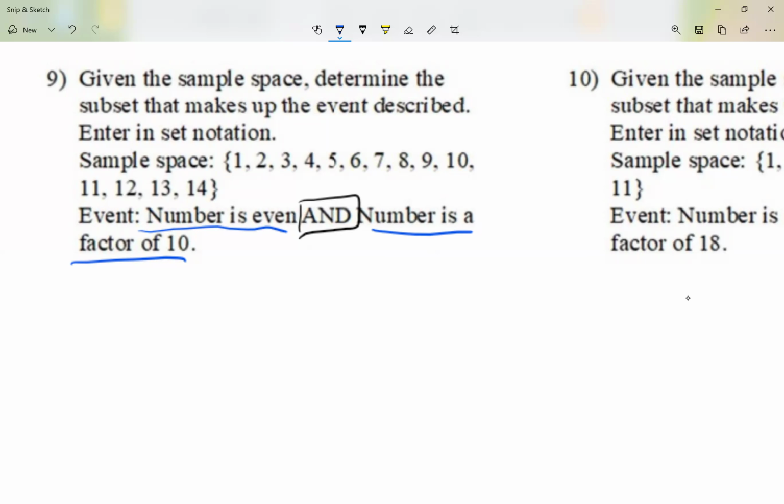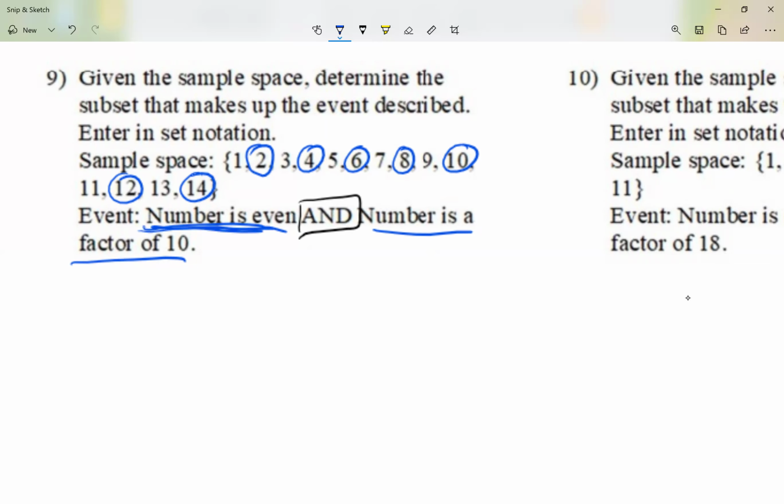Okay, so let's take a look. The number is even. So for my sample space, let me circle those that are even. So I'm going to go 2, 4, 6, 8, 10, 12, 14. Those were my first choice. Numbers are even. Now, the number is a factor of 10. So from those that I circled from the first one, which are factors of 10? Remember, those that I can divide by.